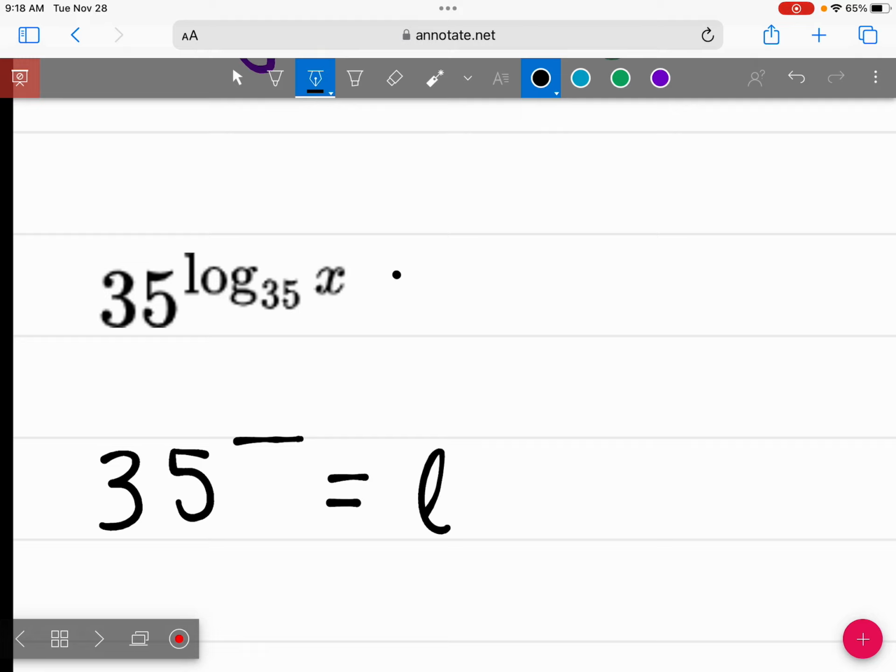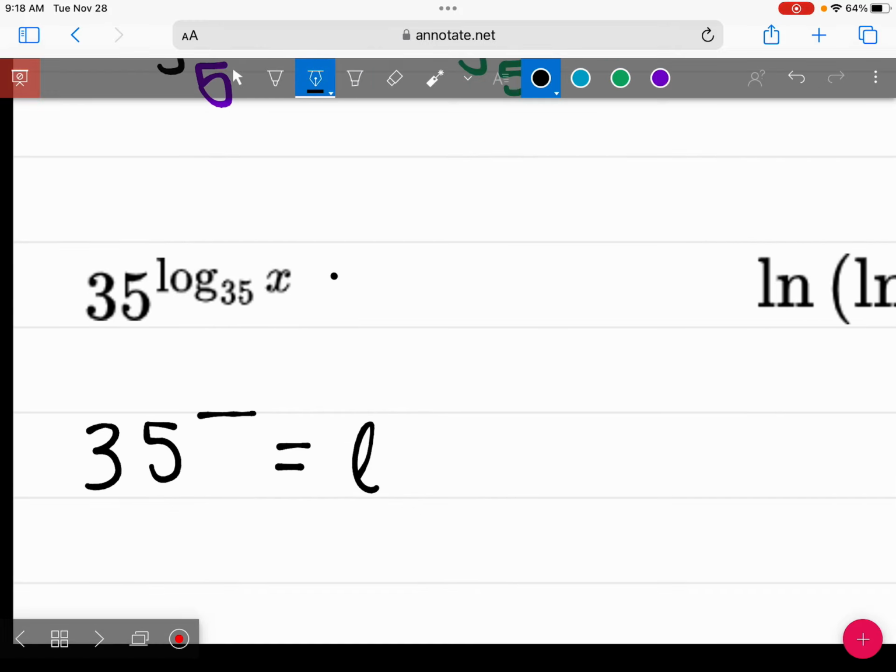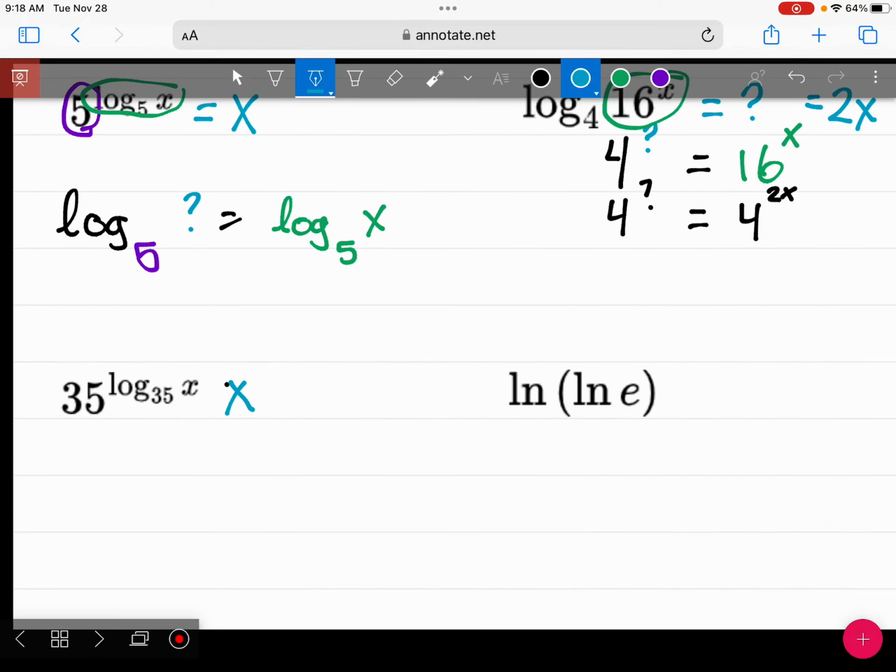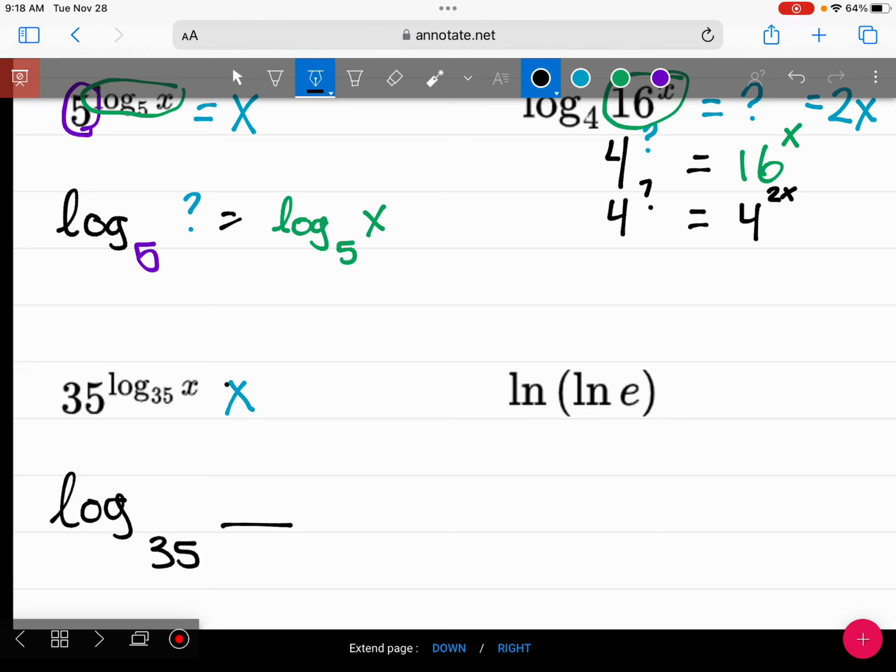Now my brain has stopped. They're undoing each other. All right, so they cancel out. It equals x. Yeah, because we're logging. There we go. Log base 35 of we don't know equals our power that was log base 35 of x.